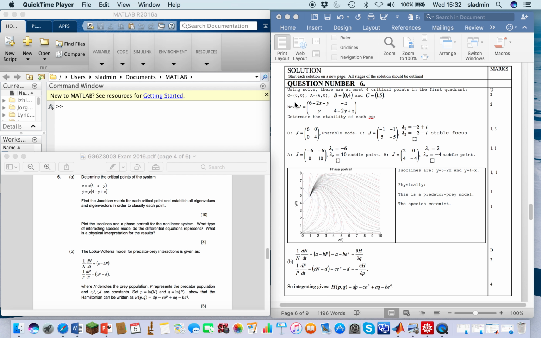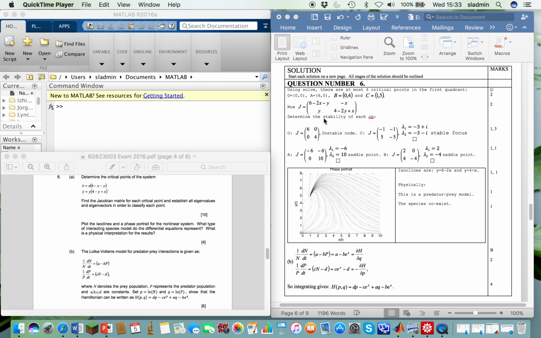And we get there are 4 critical points here. And you can see that they are all in the first quadrant, so that makes sense for a predator-prey model. Then we will need to work out the Jacobian matrix. So J is dp dx, dp dy, dq dx, dq dy.